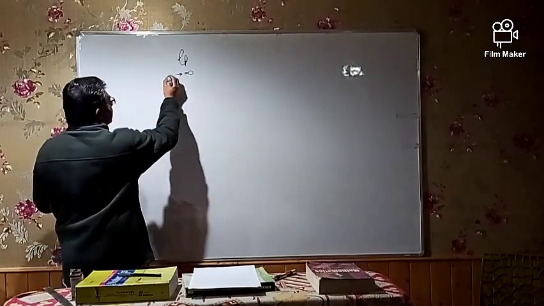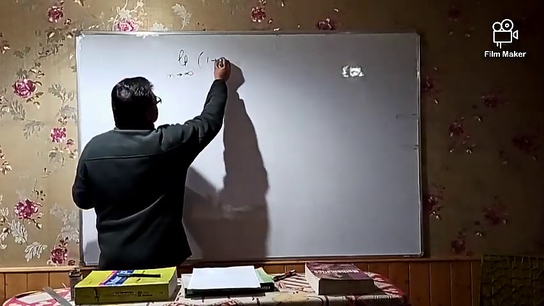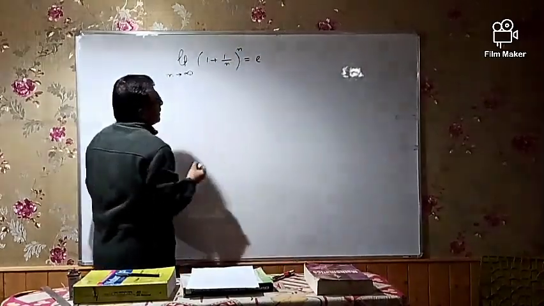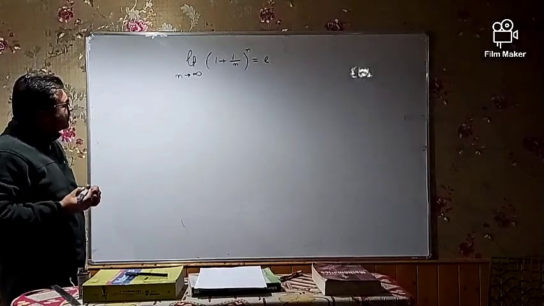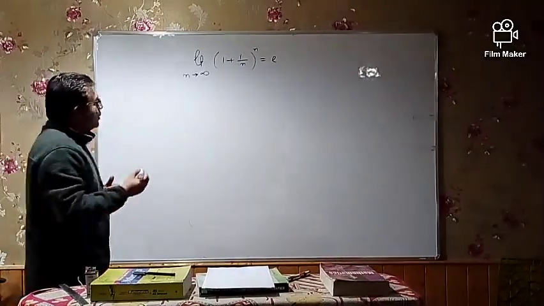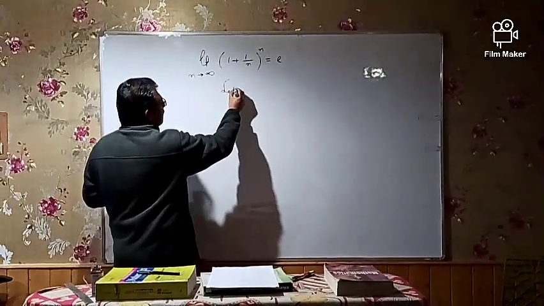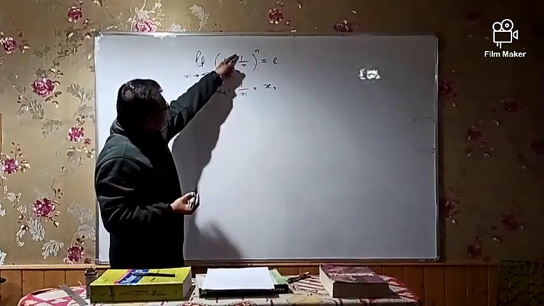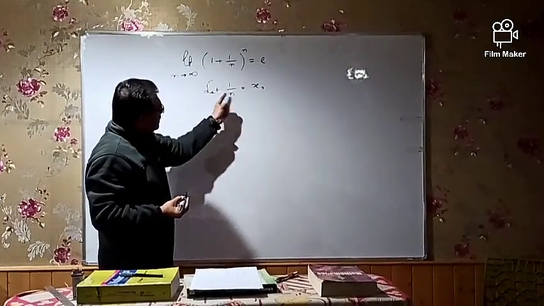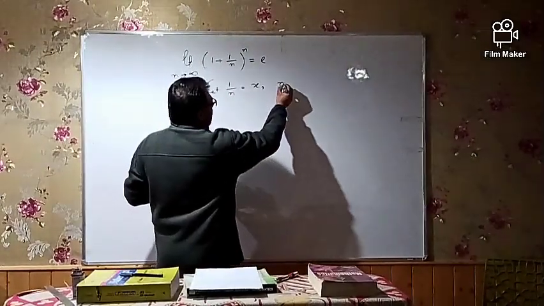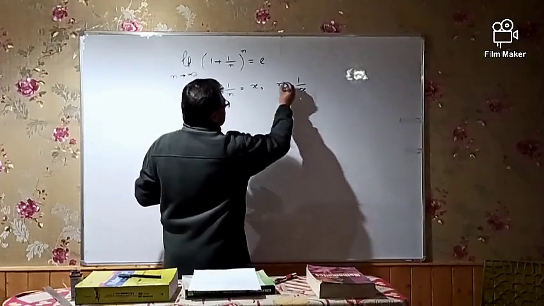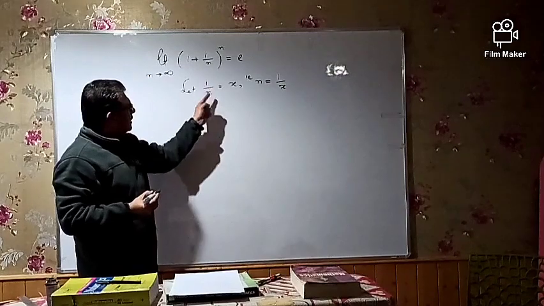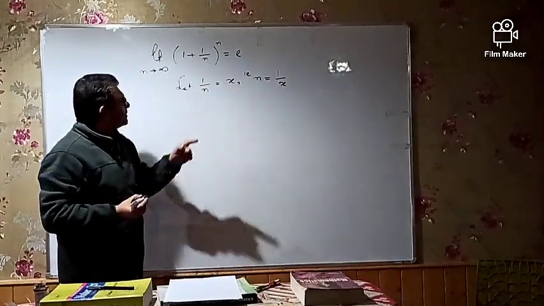As n tends to infinity, (1 plus 1 by n) raised power n, we have just proved it is equal to e. Now we'll modify this limit. Let 1 by n be equal to x. That means n is equal to 1 by x, because n is the reciprocal, it will be 1 by x.